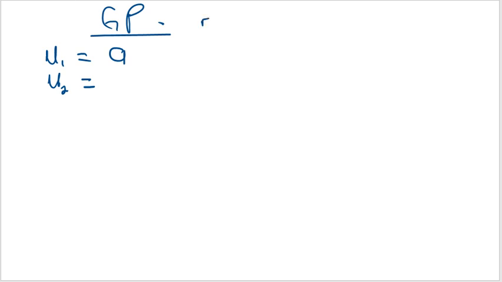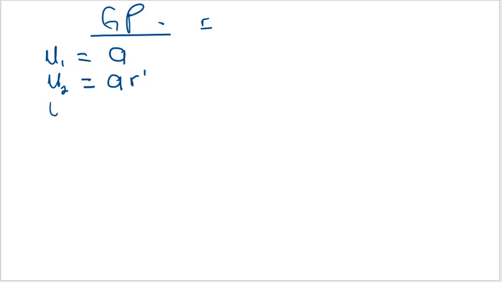So now let's say you have the first term of a GP, U1, to be equal to A. Then if I want to find my U2, I must multiply the A by some constant, which is the common ratio r. So if I multiply A by r, I'm going to get A multiplied by r. And we know that r is the same as r to the power 1.